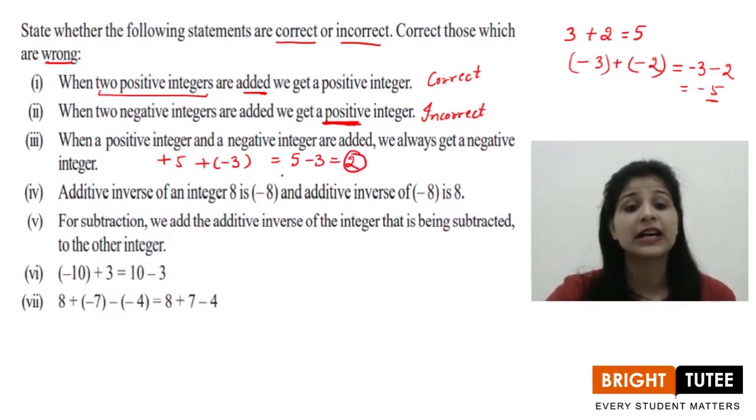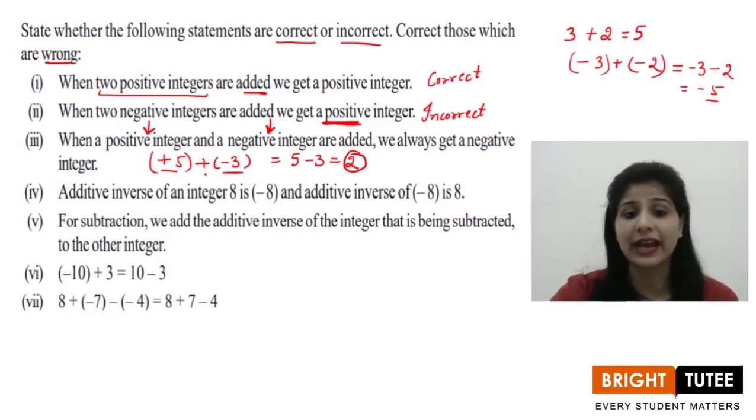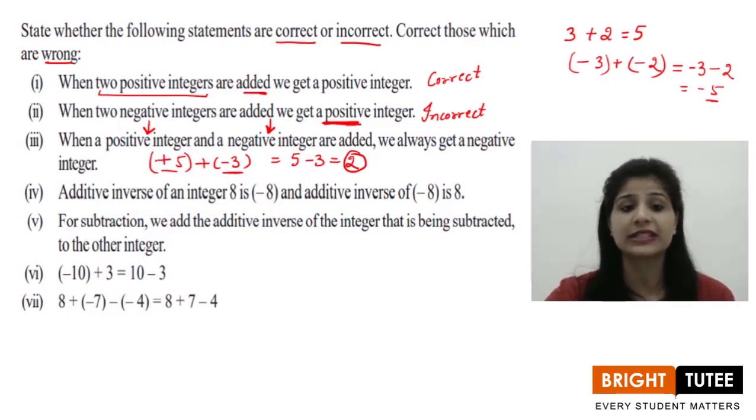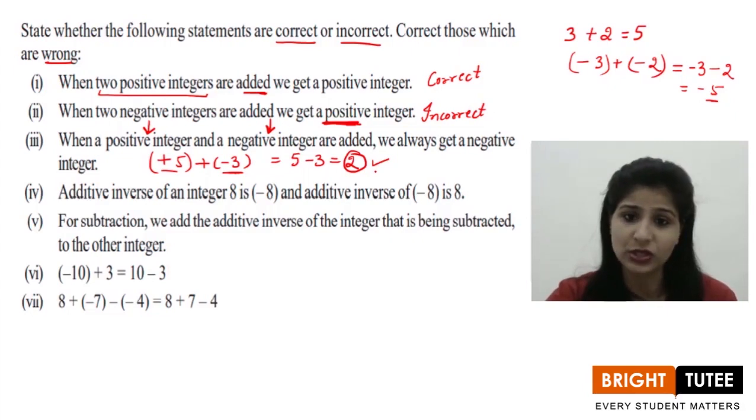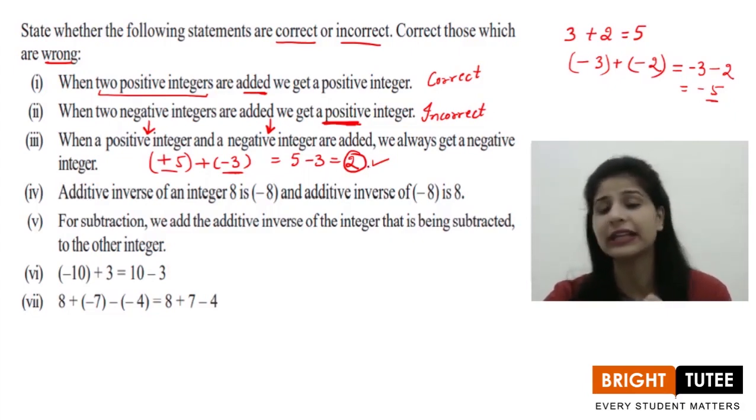2, which is a positive. See what they said? A positive integer and a negative integer. So I have taken one positive integer and one negative integer. So if we are taking this and adding it, it is saying we always get a negative integer. But in this case, I got a positive one. There will be cases where you will get negative, but not always negative.